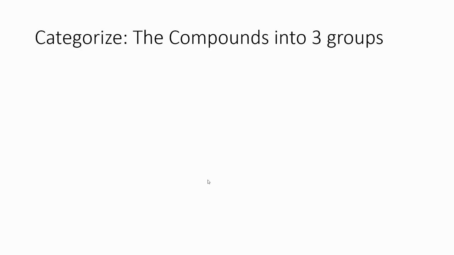All right, did you guys figure that out or categorize them? You got them in 3 groups? Okay, do you want to tell us how you grouped them? These ones are ionic, and these are molecular, and these ones are acids or bases. Okay, so ionic, molecular, and acids or bases. Okay, how did you guys group yours?